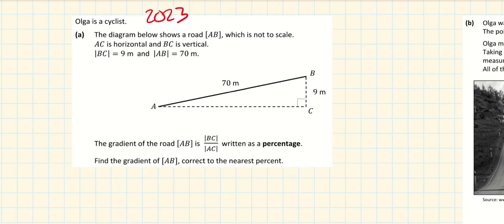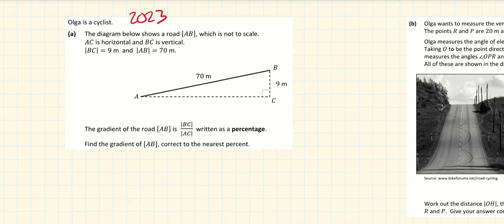Okay, so Hulk is a cyclist. The diagram shows a road AB, which is not to scale. AC is horizontal and BC is vertical. So we've got 9 and a 70. The gradient is BC, so that's that bit, over AC, over that bit, as a percentage. See the gradient of AB, but you need to find AC.